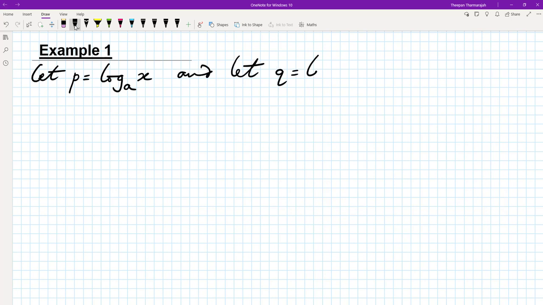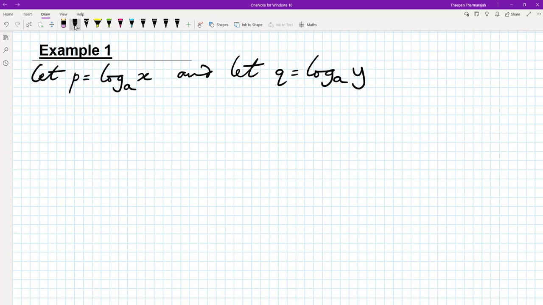In this video, we're going to look at proving the laws of logs. So what we're going to do is start off with the following. Let P be equal to log base A of X, and let Q be log base A of Y.